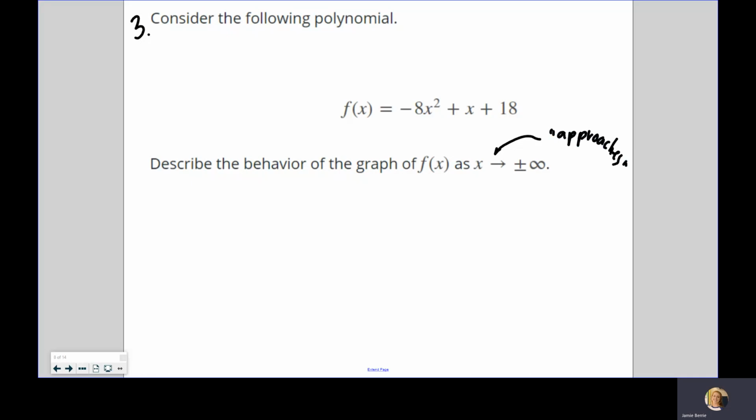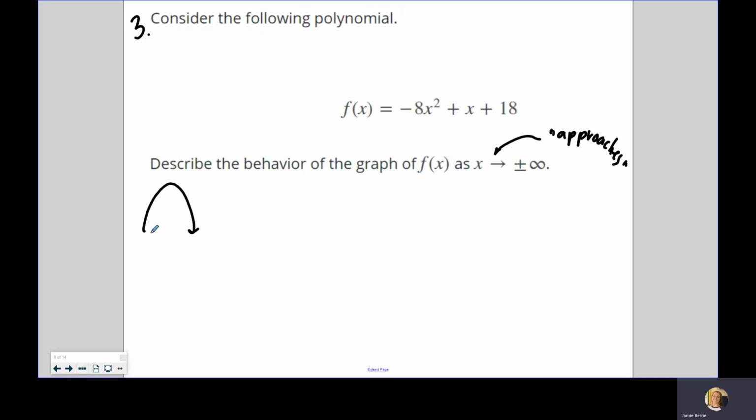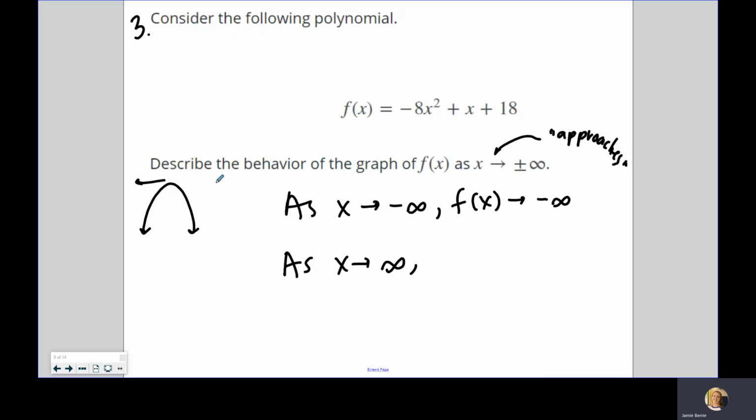All right, so what they want you to do in the homework is they want you to write down this stuff down here. So we know that the graph is pointed down. So that means as x approaches negative infinity, so we're going in the negative x direction, the graph is going down. So f of x is approaching also negative infinity. And then as x approaches positive infinity, so as we're getting closer and closer to positive infinity in the x direction, our graph is still going down. So f of x is still approaching negative infinity.